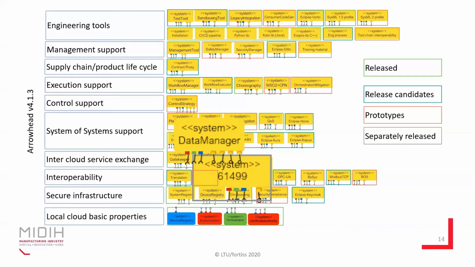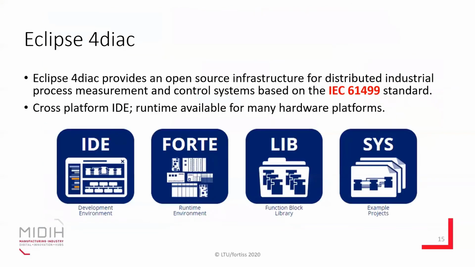So with that, I now come to the other part of it, Eclipse 4diac. Eclipse 4diac provides an open source infrastructure for distributed industrial process measurement and control systems. This is based on the IEC 61499 standard. It's a cross-platform IDE, and the runtime is available for many different hardware platforms. It has an IDE where you develop your systems with a top-down approach, the FORTE runtime, like I said, supporting many different hardware architectures, and it comes with a function block library and some example projects.